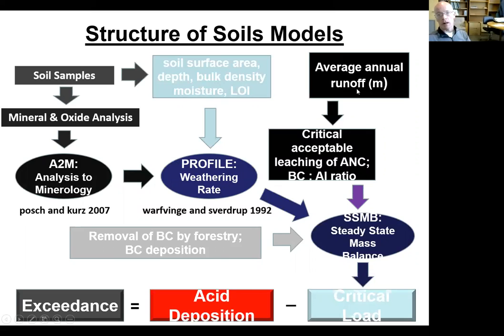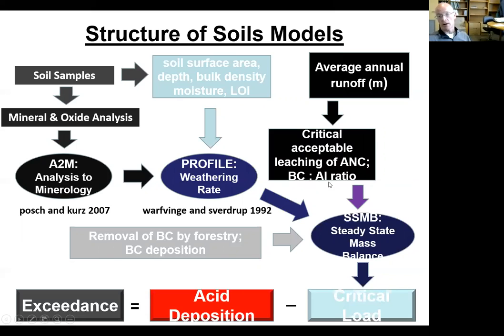You then have some other climate data, precipitation, runoff. You have a critical endpoint, which is what we think will damage the environment. In this case, it's a base cation to aluminium ratio in soils. So then you run the model, get the critical load, which essentially estimates how much acid deposition a soil can take without acidifying below this ratio.